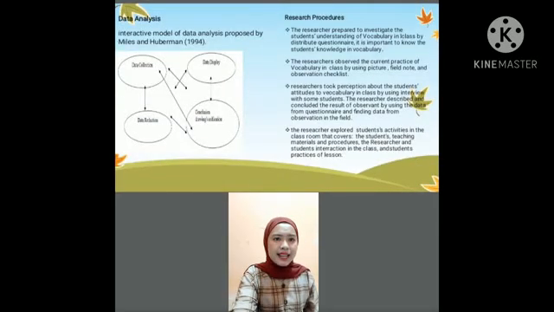Next, data analysis. Interactive model of the analysis process by Miles and Huberman. There are characteristics. The first one, data collecting, data display, data reduction, and the last, conclusion drawing and verification.